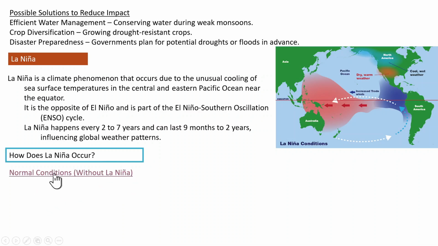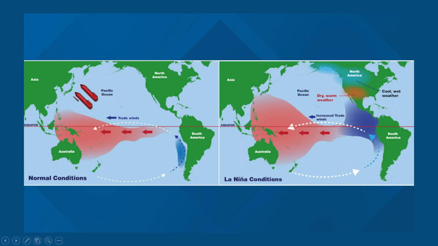So normal condition, let's go and see normal condition. We already have seen before while learning about El Nino. Trade winds carry the warmer surface ocean water towards the west. In that way, cooler water is rising in the east, upwelling. So that is normal condition. In La Nina condition, the trade winds are getting more powerful. They carry more warm water towards the west, and the east side is getting cooler.